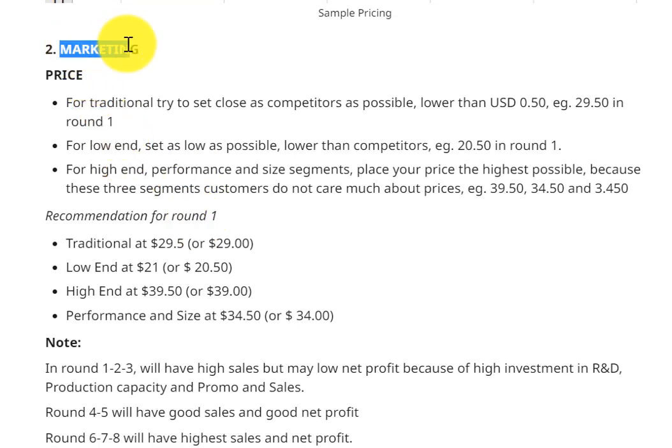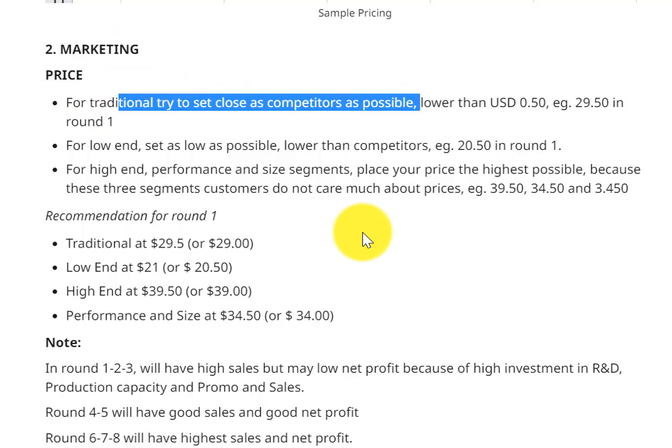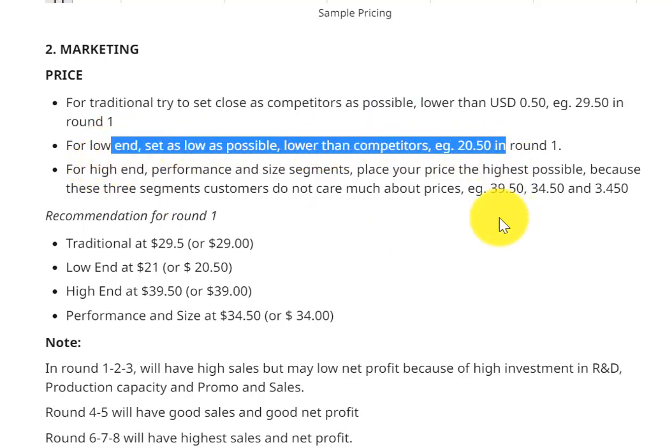For the marketing, number 2, marketing the price. For traditional, try to set as close to the competitor as possible, right? Lower by 50 cents, for example, 29.50 in round 1. And for the low-end product, we need to set as low as possible, because for the low-end product, the price ranks about 45% of customer preference.